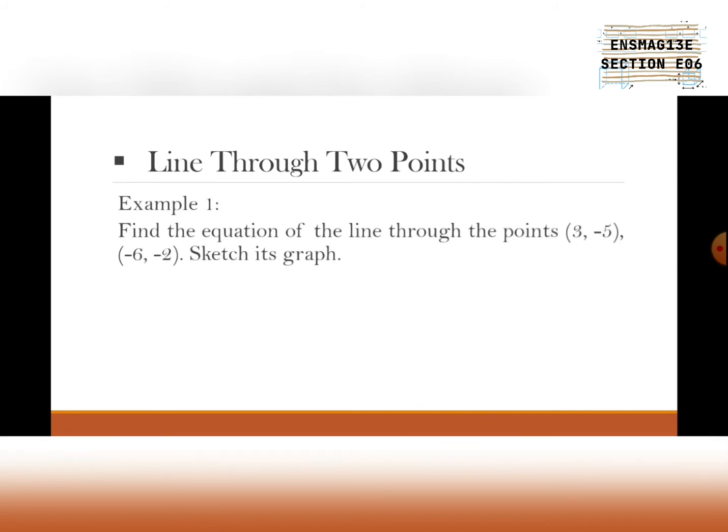Let us take this one as an example. Find the equation of the line through the points 3, negative 5, and negative 6, negative 2. Sketch the graph.